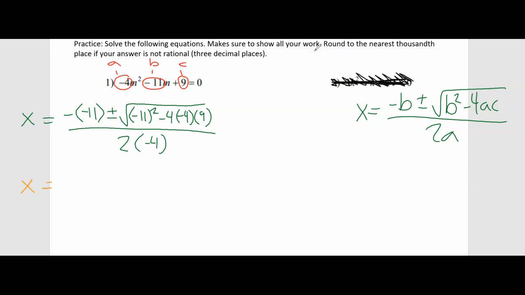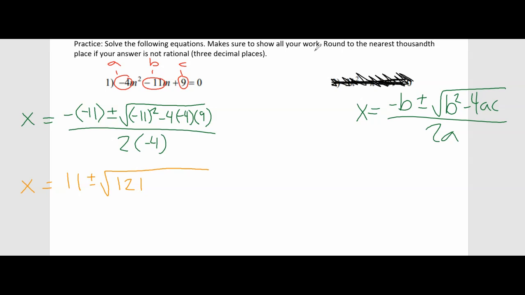I'm going to get x is equal to positive 11. Right, 2 negatives are going to make a positive, plus or minus the square root of, now -11 squared is going to be positive 121. Yeah, if you square a negative number, you're always going to get a positive number.